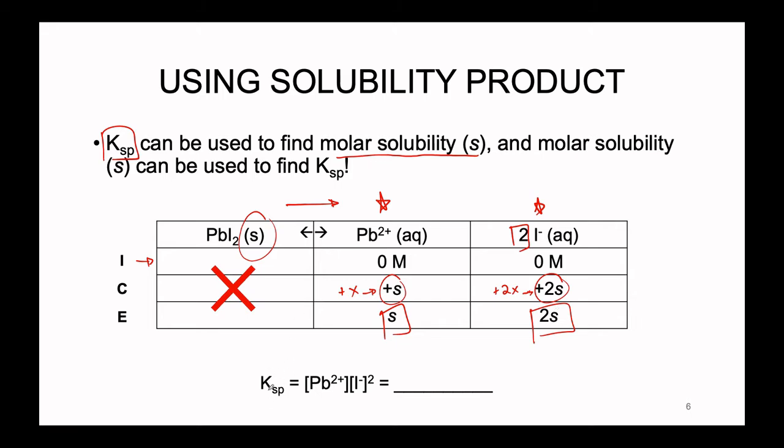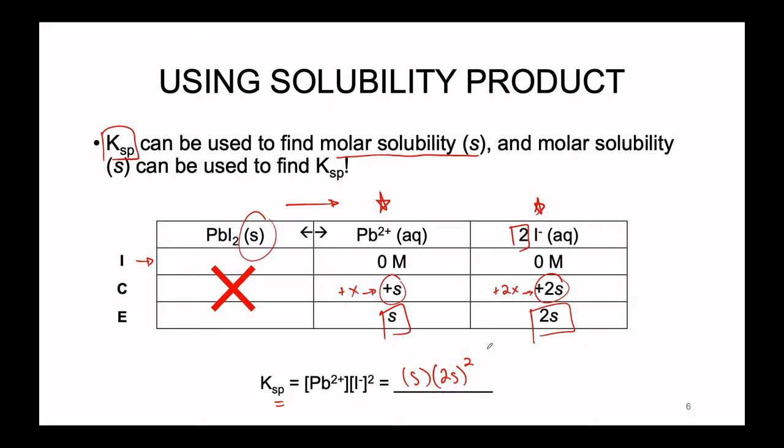So our Ksp expression, we can see here, Ksp again standing for solubility product, is equal to the concentration of lead 2+ times concentration of iodide squared. Again, products divided by reactants, except we don't care about the reactant in the equilibrium expression in this case. And we're going to take our equilibrium concentrations with this variable of s and just plug them straight in. So our concentration of lead would be s, concentration of iodide would be 2s, and we're going to square that variable.